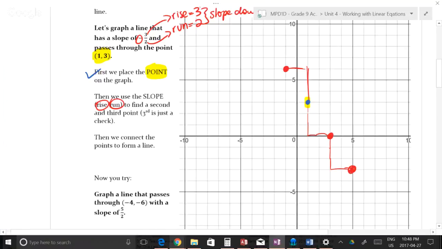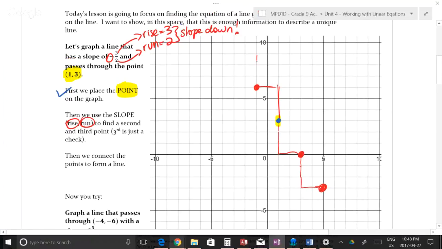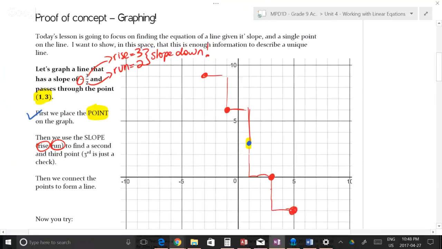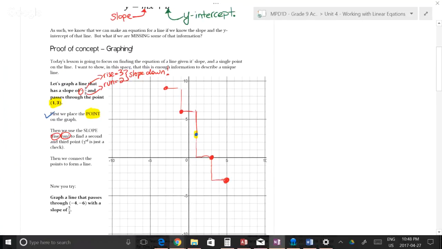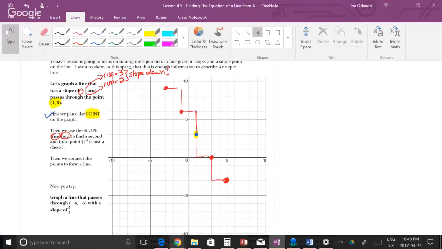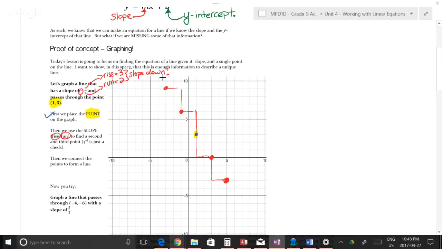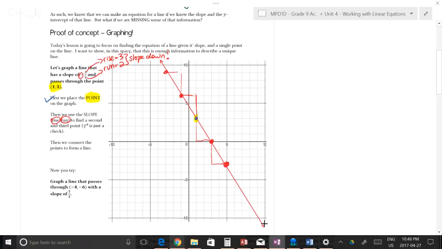I could keep going and going and going. Rise 3 and run 2. But we get the point. We don't actually need all these points to make a line. 2 points is plenty to make a line. But next step, of course, is just to draw a line that goes straight through them.